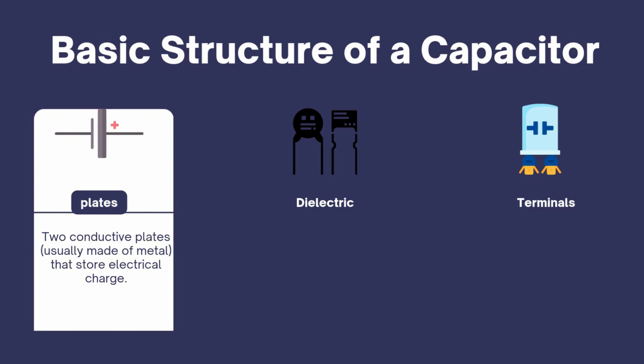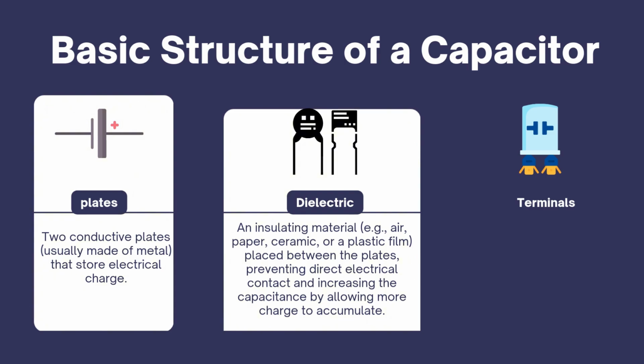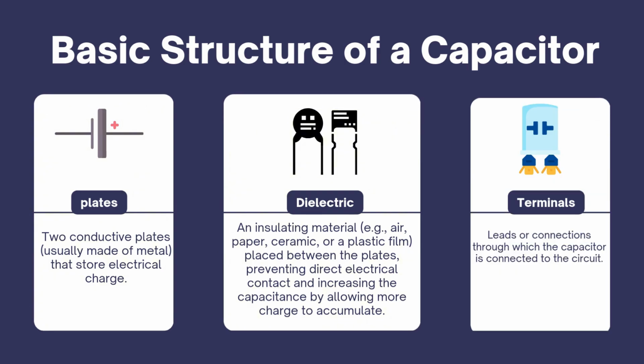The first is plates. Two conductive plates that store electrical charges. They are made up of metal. Next is the dielectric. It is an insulating material, for example, air, paper, ceramic, or a plastic film, placed between the plates, preventing direct electric contact and increasing the capacitance by allowing more charge to accumulate. The terminals are the leads or connections through which the capacitor is connected to the circuit.